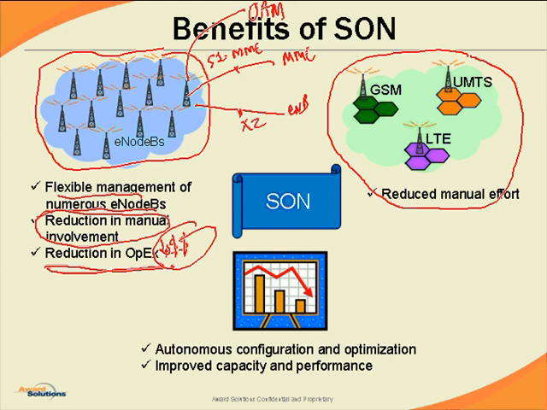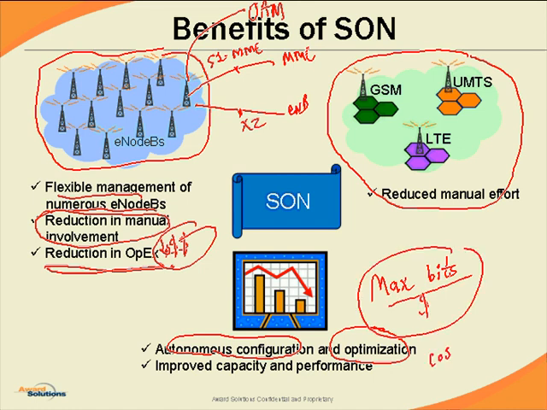Configuring the parameters automatically, and changing the parameters based on observation of some measurements, some key performance indicators, and so on, we should be able to get maximum bits for a given dollar amount. The cost per bit, we should be able to reduce when we have taken care of a lot of operations automatically. So it should maximize our capacity, number of users. It should optimize the performance for a packet data system.